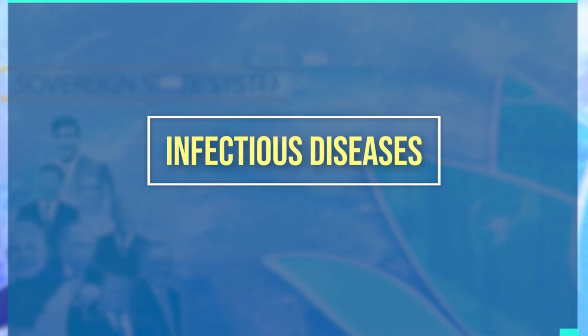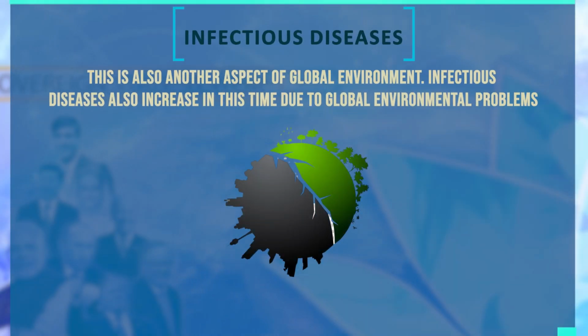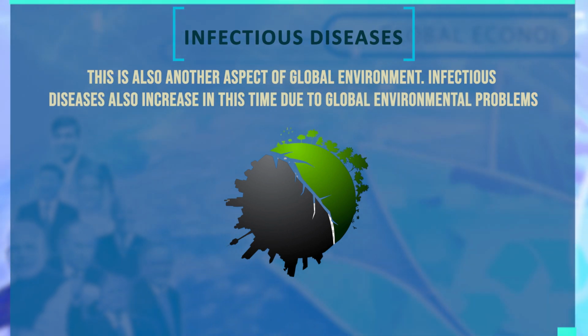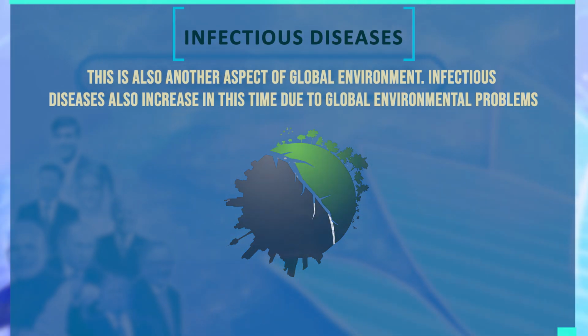Health impact from mass conflict: people will get less access to the healthcare system due to this mass conflict. People migrate from one area to another area. So these are all directly or indirectly related to the global environmental problem. Infectious disease is also another aspect of the global environment. Infectious disease has also increased in this time due to global environmental problems.